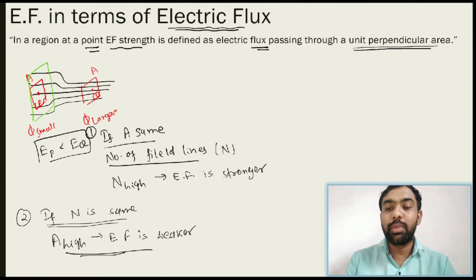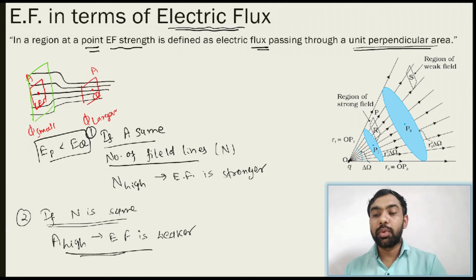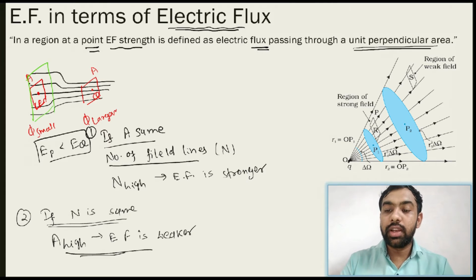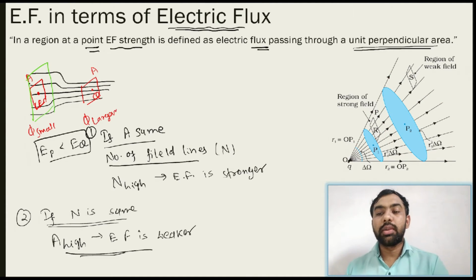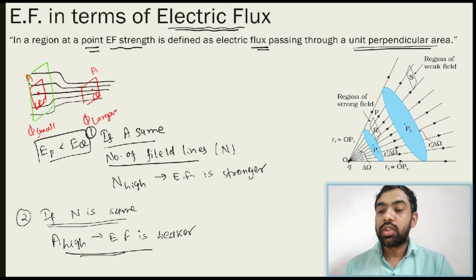Okay, here just one example is given to us. See, this is the point charge Q. Here is the point charge Q. Then these field lines are given. These all represent field lines, and this is the three-dimensional picture. This one is what? Three-dimensional picture.